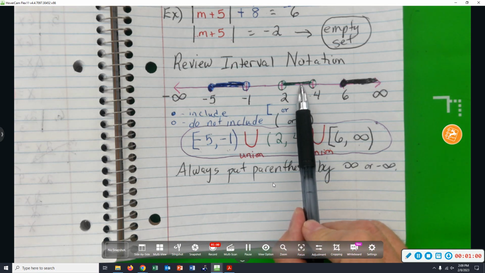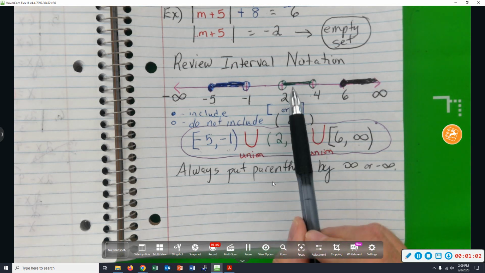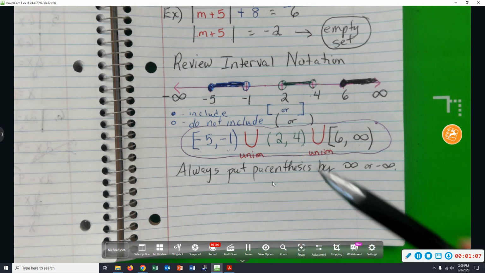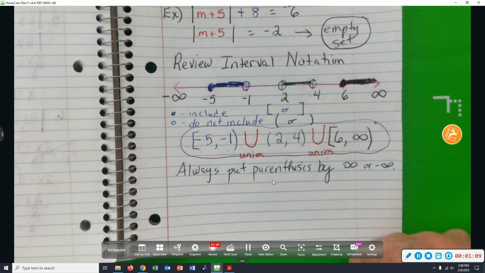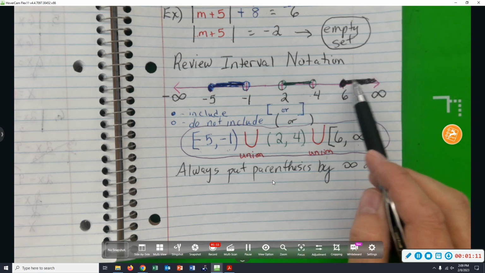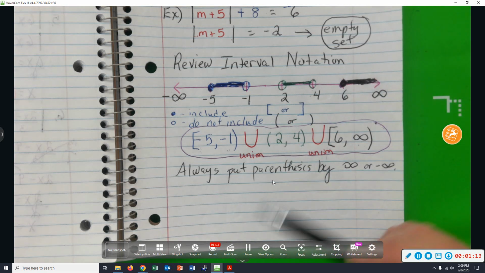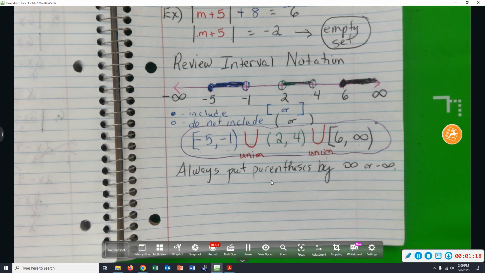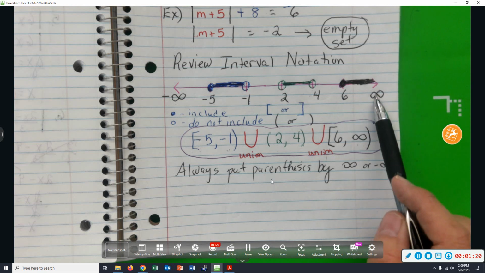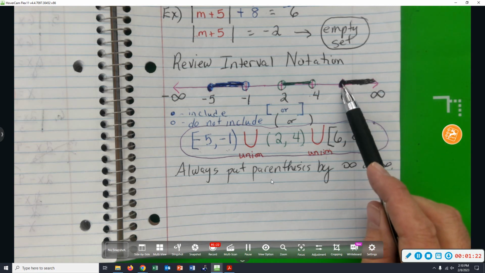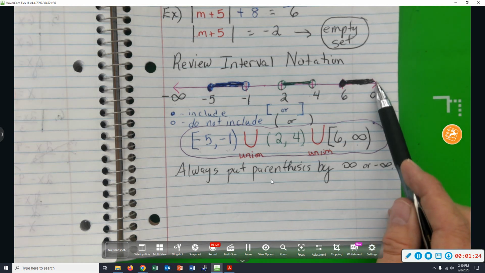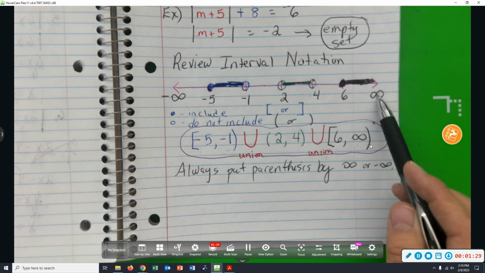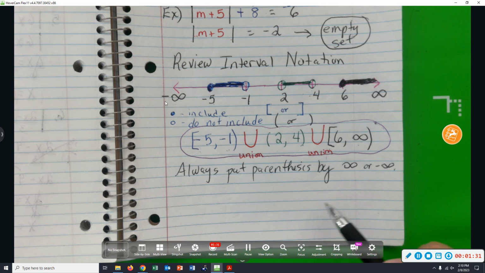The green region is all the numbers between 2 and 4, not including 2, not including 4. There's a lot more than just 3 if you think of all the decimal numbers there. And then the last shaded region are all the numbers bigger than 6. We could say, I guess, between 6 and infinity, including 6. It doesn't make sense to talk about including positive infinity.